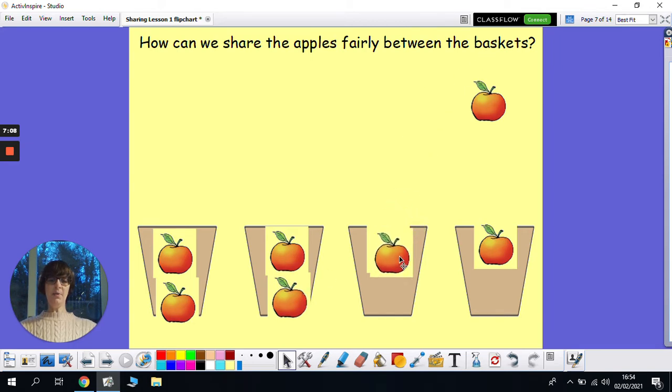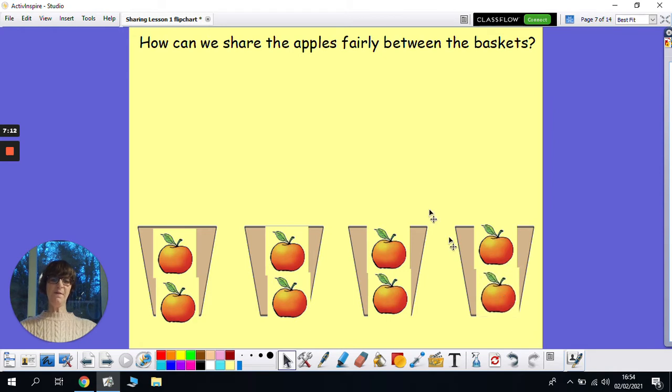So how many apples can we put in each of the baskets to make it fair? Yep, we can have 2 apples in each of our groups. We've got 4 groups and 2 apples in each, which gives us 2, 4, 6, 8 apples all together.